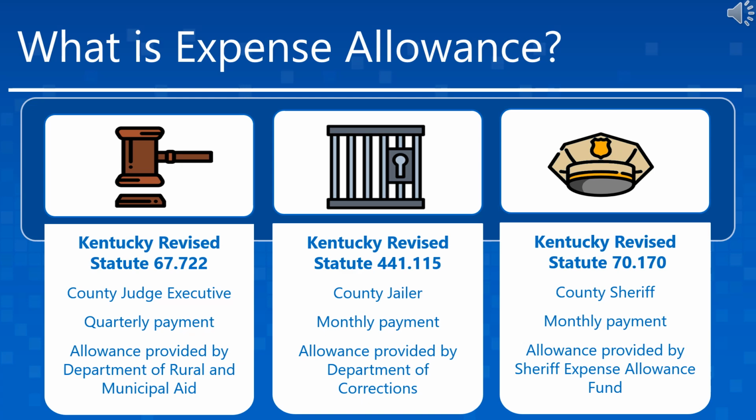The Expense Allowance Invoice is a bill for the employer contribution owed on the expense allowance payments made to the county judge executive, jailer, and sheriff for their operating and training expenses as set out in statute. The elected official receives this allowance either monthly or quarterly from one of three agencies within the state.